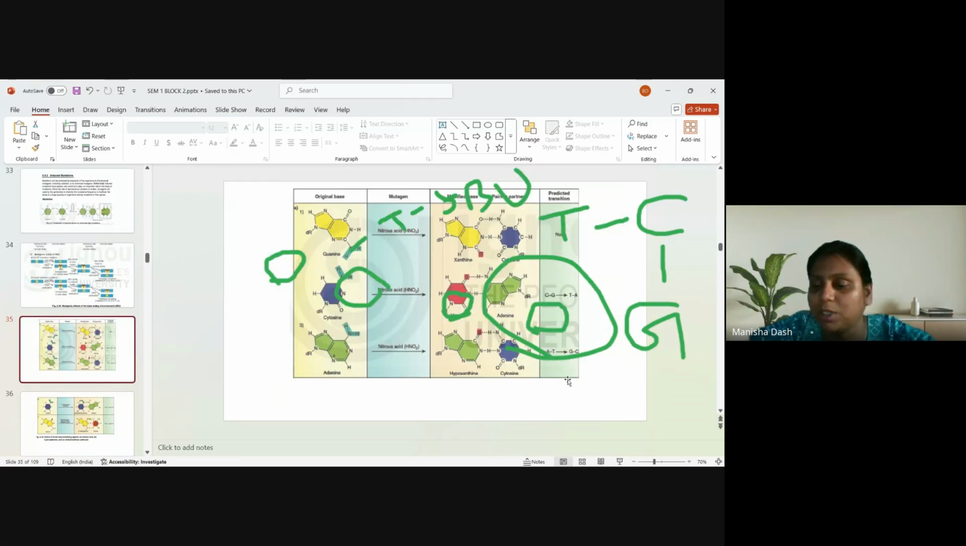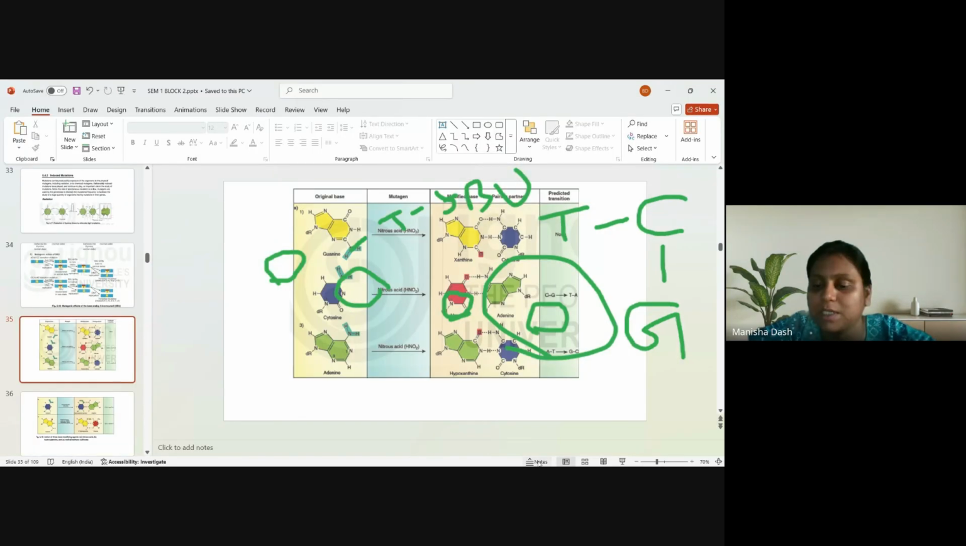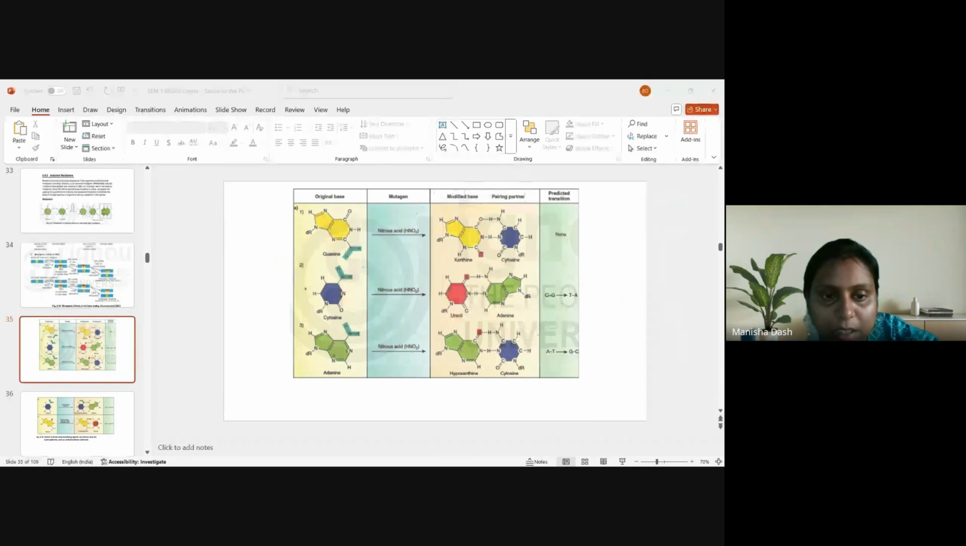Similarly, there are other mutagens also. They are called the base modifying agents, and they will also induce mutation. Some of the common base modifying agents are here.